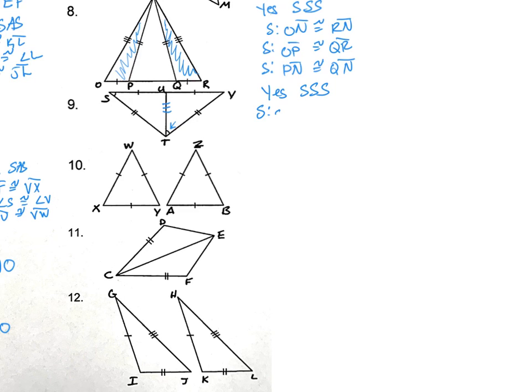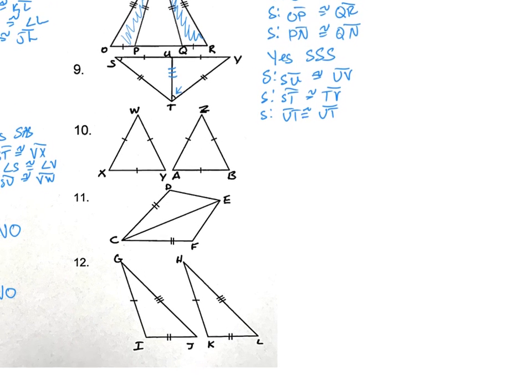So a side SU is congruent to UV. Another side ST is congruent to TV. And another side UT is congruent to itself using reflexive property.